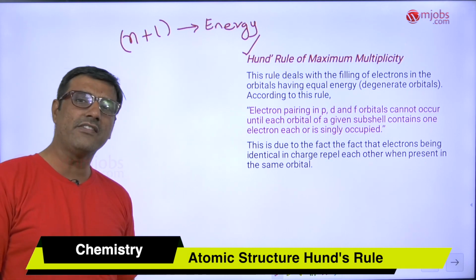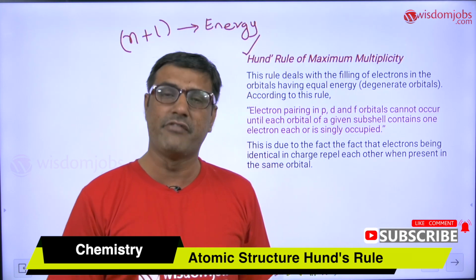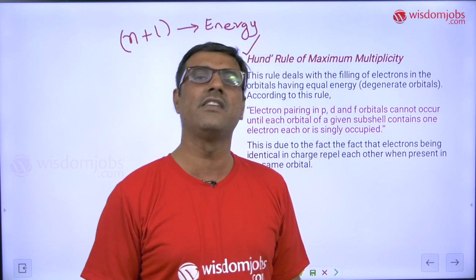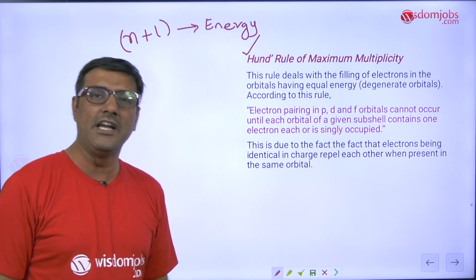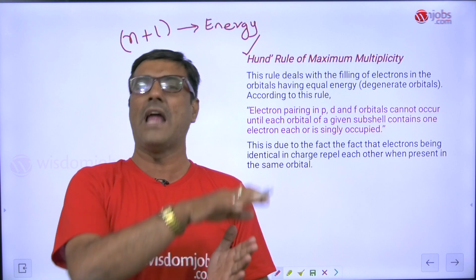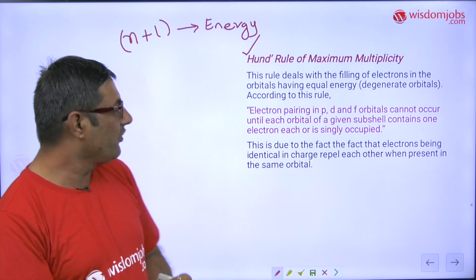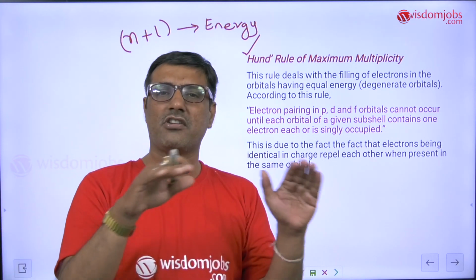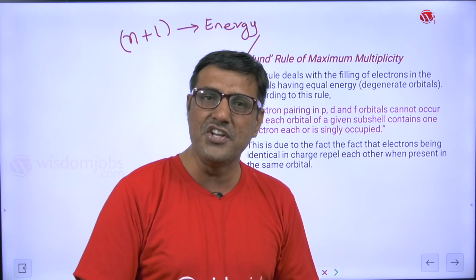The areas around the nucleus in an atom where the probability of finding an electron is maximum are called orbitals. Each orbital can accommodate two electrons, one with a positive spin or anti-clockwise direction and one with a negative spin or clockwise direction. So Hund's rule of maximum multiplicity says that in any degenerate orbitals, what are degenerate orbitals? The orbitals in the same shell are called degenerate orbitals.